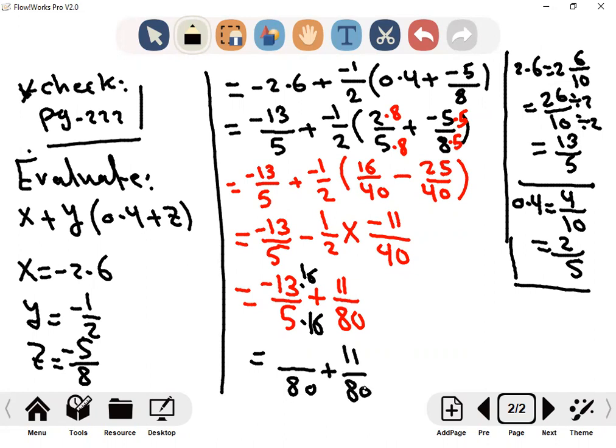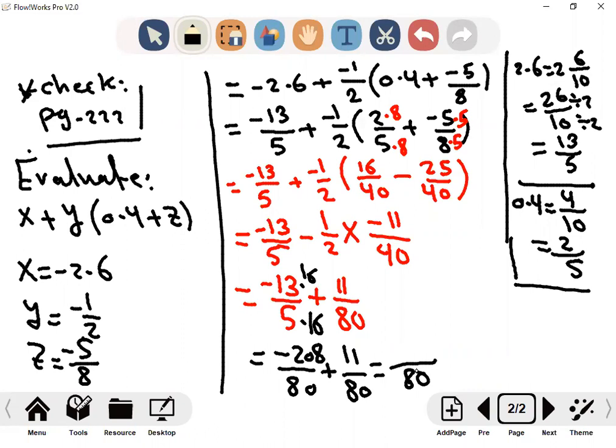Let's multiply this. Negative times positive, negative. 13 multiply 16, I don't know. 208, negative 208. Equal. Now down. Now focus up. Negative 208 plus 11. Different signs. Subtract and put the same sign.